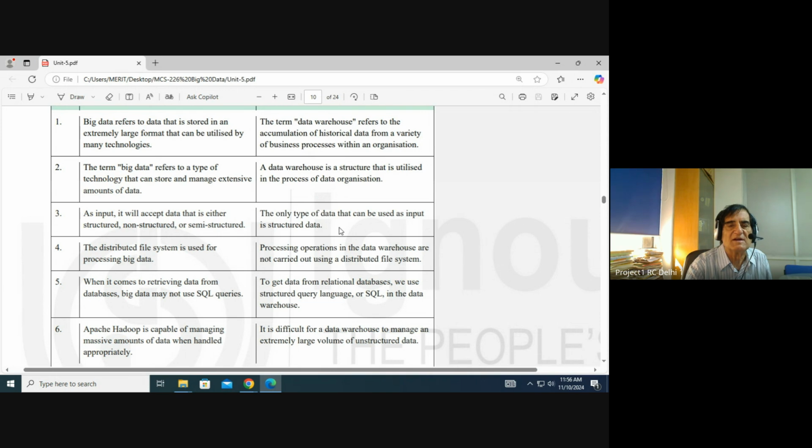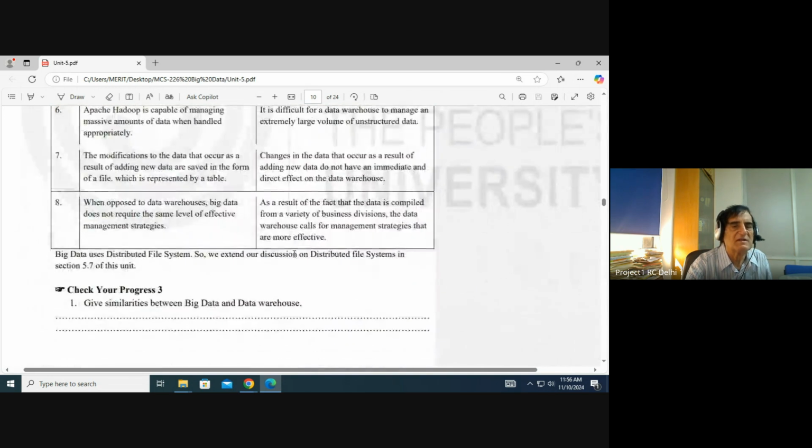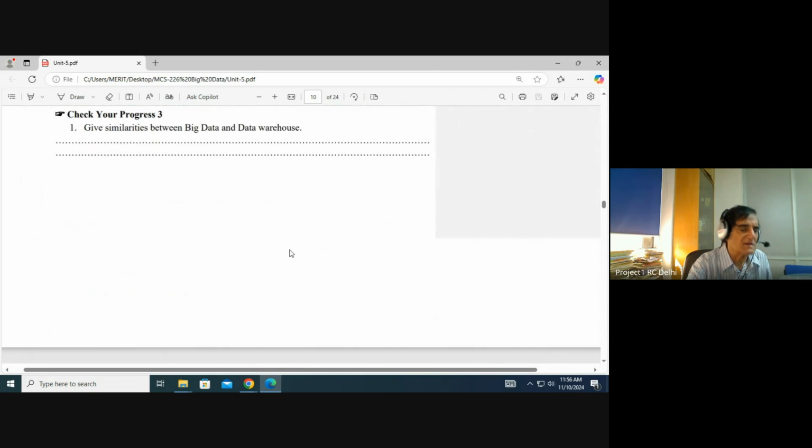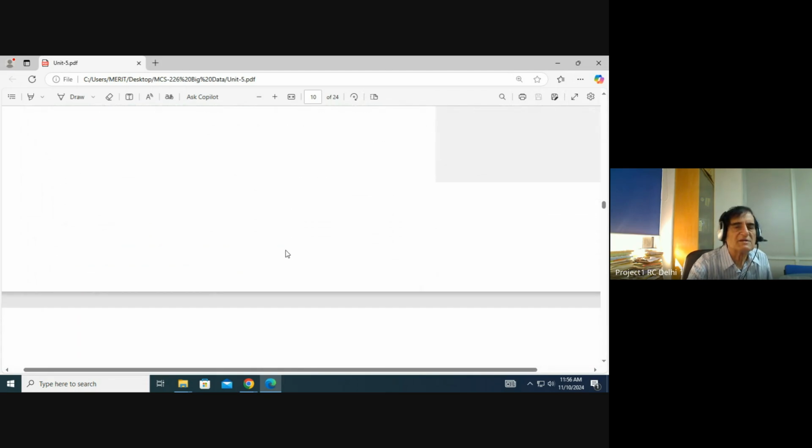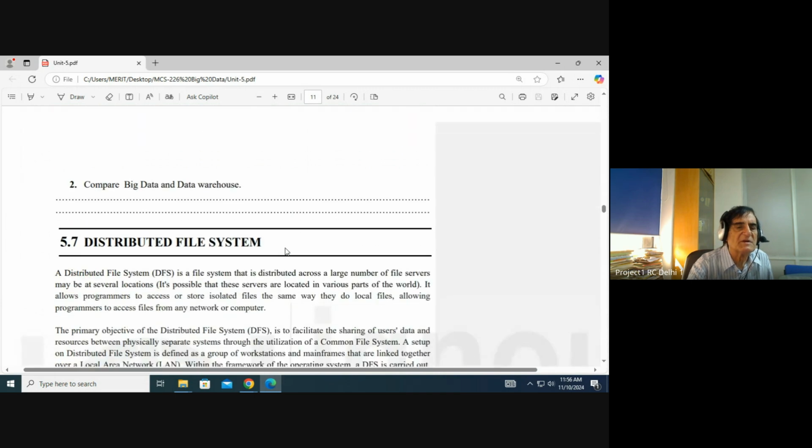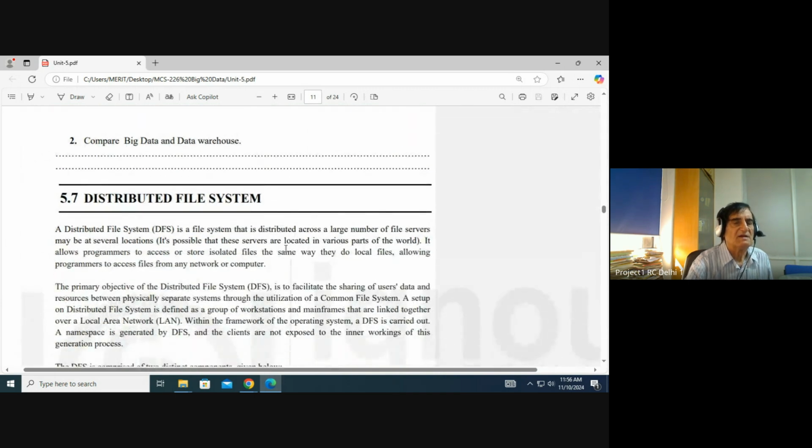The only type of data that can be used in a data warehouse is structured data. Data warehouse uses only structured data. The distributed file system may be used for processing the data in big data. Processing operations in the data warehouse are not carried out using a distributed file system. So you can read these 8 points. This is an important question which can be asked in your examination, between the data warehouse and big data.